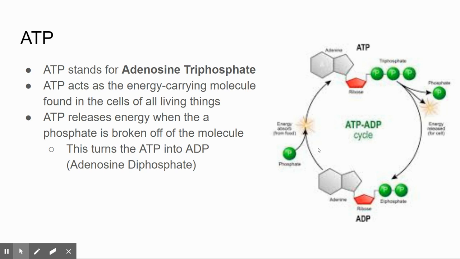When ATP has a phosphate broken off, energy is released from the molecule and it's able to be used. This turns ATP into ADP. And then ADP goes through a process where a phosphate is added back, and then it becomes ATP again.